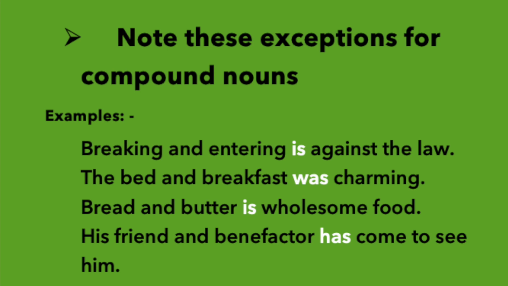What is a compound noun? It's a noun made up of two or more words. Each word makes up part of the meaning of the noun. When two or more nouns represent a compound name of one person or thing, then the compound unit is thought of as singular and takes a singular verb. In these examples, breaking and entering is an act, only one act. The bed and breakfast, it refers to one thing. Bread and butter, it refers to one food. His friend and benefactor, it refers to one person. So we used a singular verb here. These are compound nouns. Is that clear?